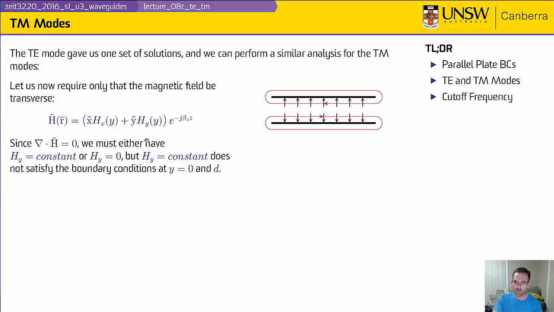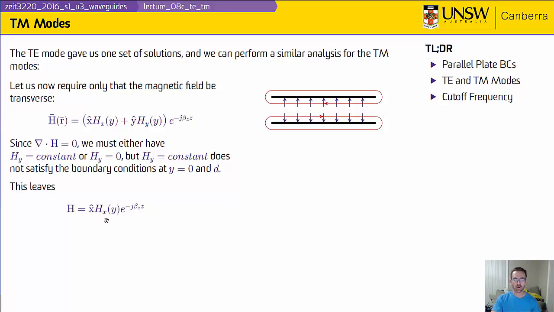But h sub y being equal to a constant, having a constant y component of our magnetic field, would mean that I'd have a non-zero normal component of magnetic field at that perfect conductor, and I can't have that. So that means that the details of the problem are going to tell us that the y component of the magnetic field must be equal to 0. And that means that our solution has only the x term.